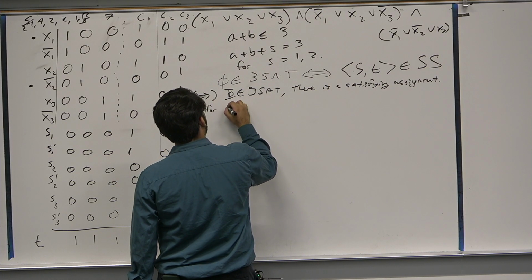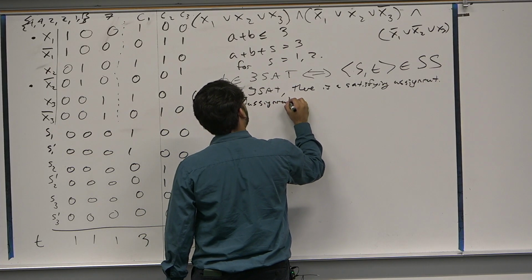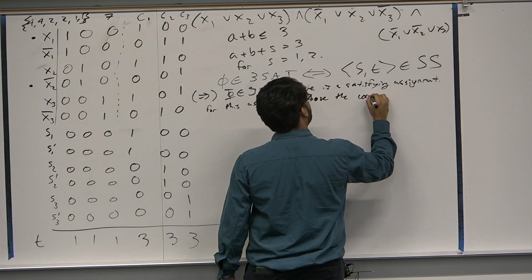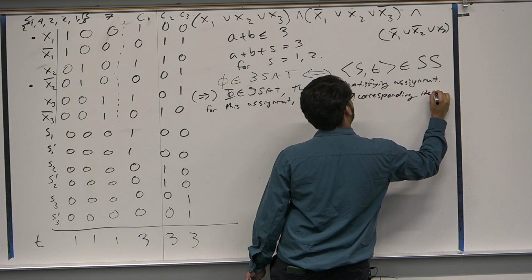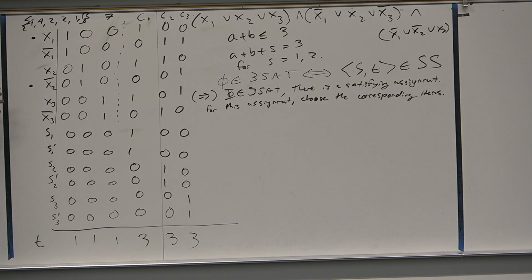For this assignment, choose the corresponding items. As in, for each x1 being true or false, you choose the item corresponding to that variable being true or false. And then for the slacks, you just choose them so that they sum correctly to the column.